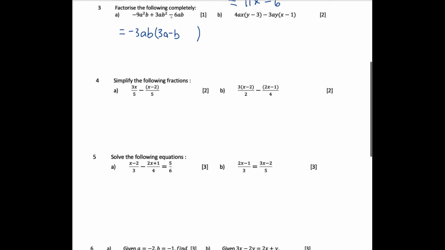We've taken out the negative sign, so what is left is positive, because negative times positive is negative. We've taken out the factor 3, so we're left with the factor 2. 3 times 2 is 6. And we have taken out ab, so no more ab. And this is the answer.